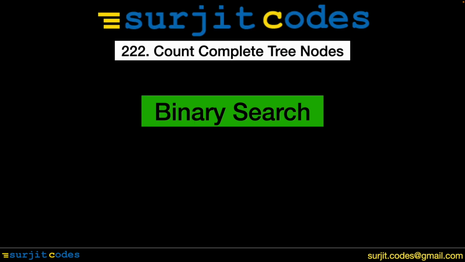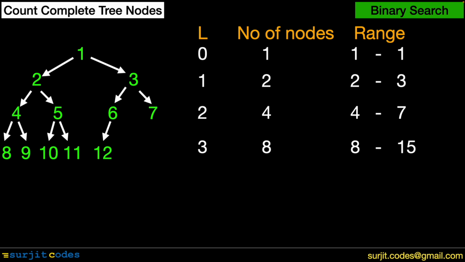In this method, we will directly proceed towards the last level by following the left child nodes. There are 4 levels numbered from 0 to 3. Active level is 3, where 3 new nodes can be added. Number of nodes in a level is 2 to power level. Indices of nodes are from 2 to power L to 2 to power L plus 1 minus 1.